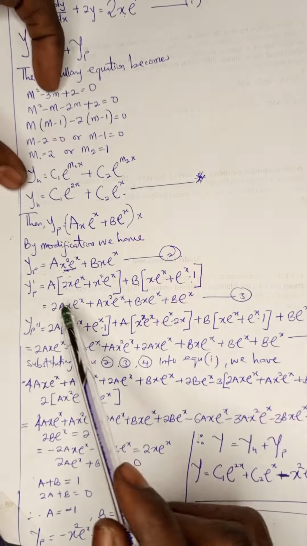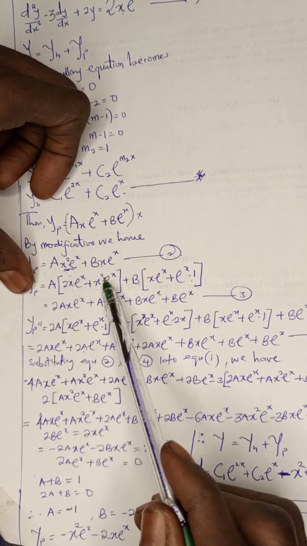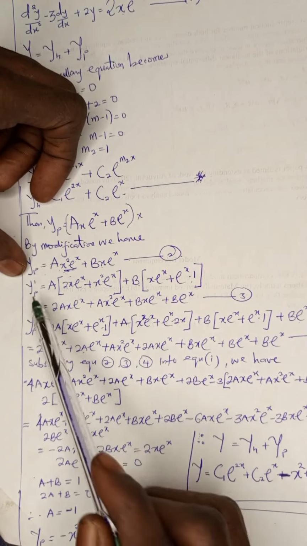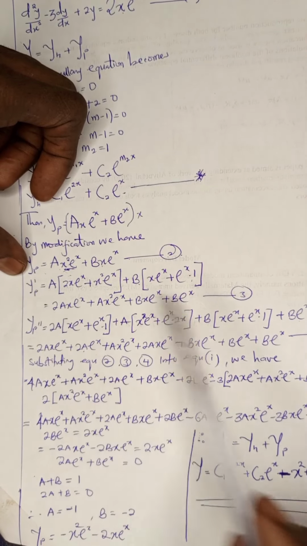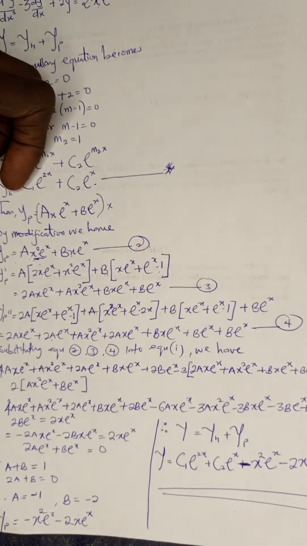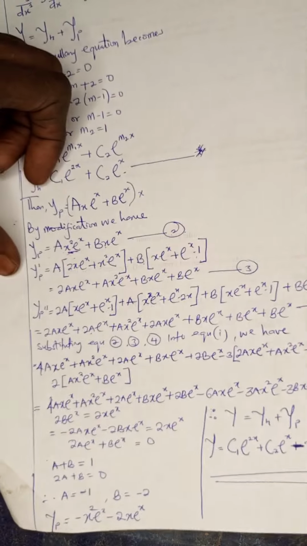So now guys, next is to expand this very equation here. So using a to multiply everything, I have the same thing. Using b to multiply everything, I have the same thing. So this becomes my yp prime, and this gives me equation 3, guys. Okay, so that is fine. Equation 3.